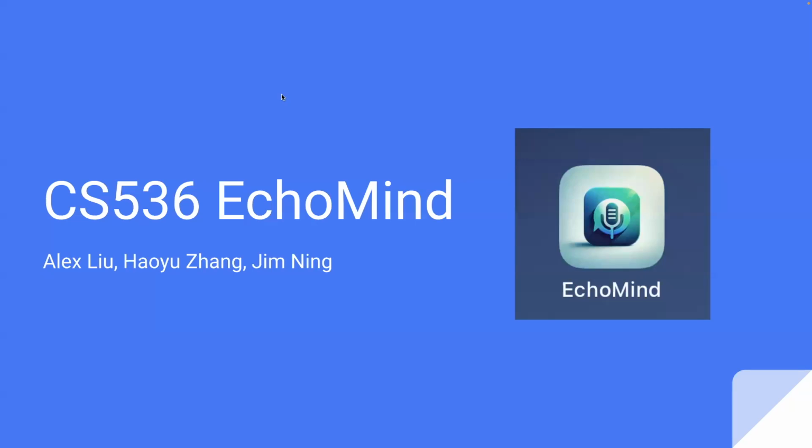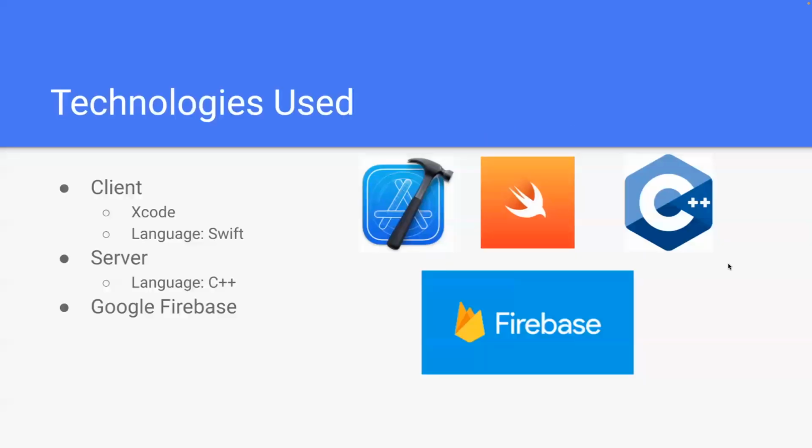Our group's name is Echo Mind by Alex Liu, Ho Yu Jung, and Jim Ning. And we did the ChatGPT text to speech, speech to text prompt.